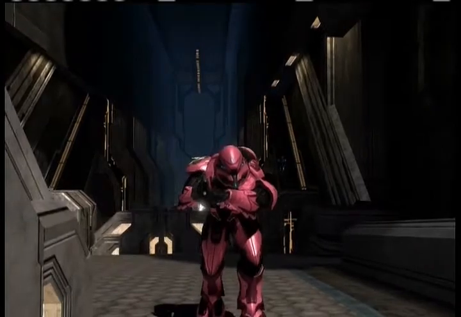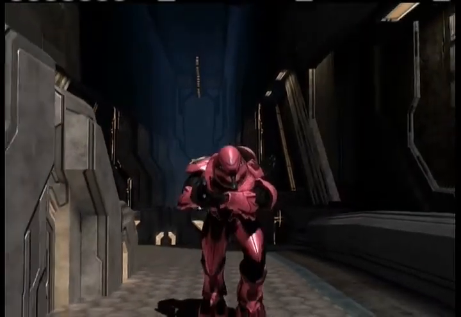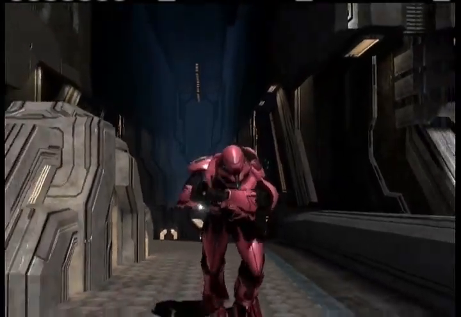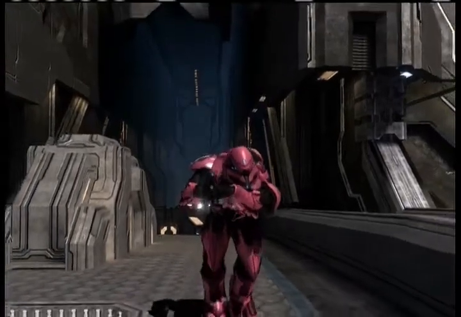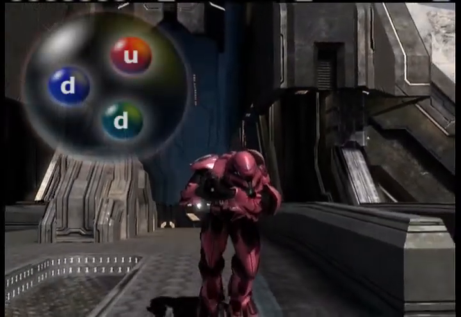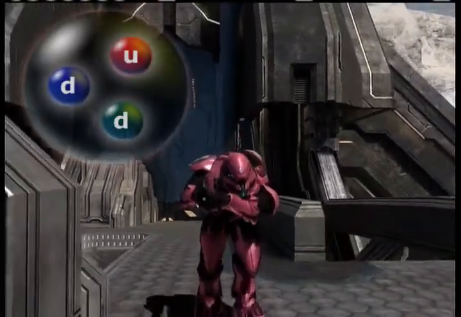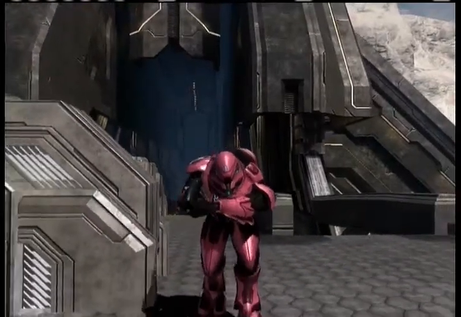Our last scientist is James Chadwick. Chadwick is responsible for discovering the neutron. The neutron is a particle in the nucleus of an atom that has no electric charge. He discovered this in 1932.